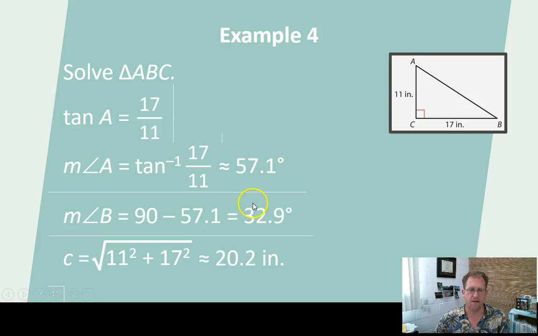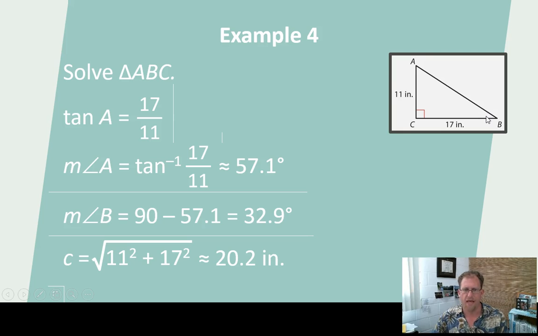What's the measure of angle B? Well, I could do what they did here. The sum of the interior angles of a triangle is 180. 180 minus 90 is 90. 90 minus the 57.1 that I figured out over here gives me 32.9. That's fine. Or I could have done the inverse tangent of the other side. I could have done 11 over 17 inverse tangent, and I would have gotten the same thing.